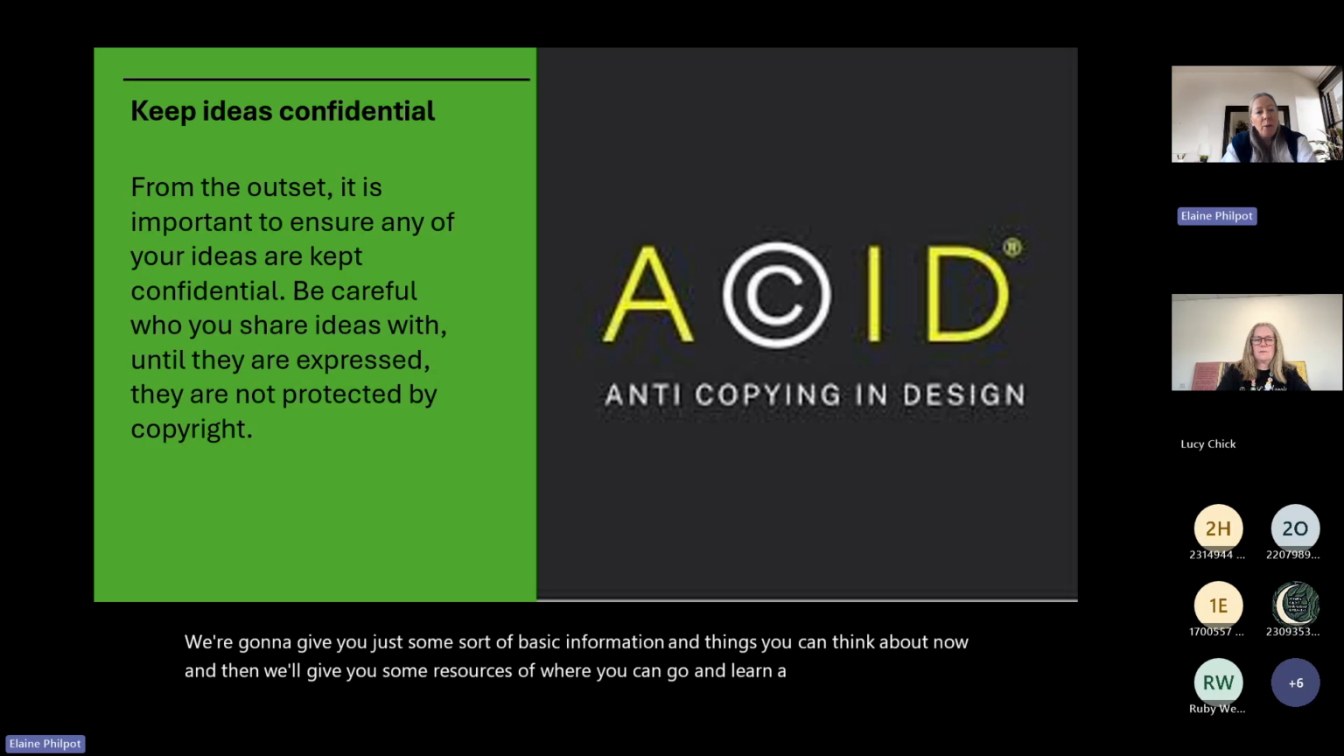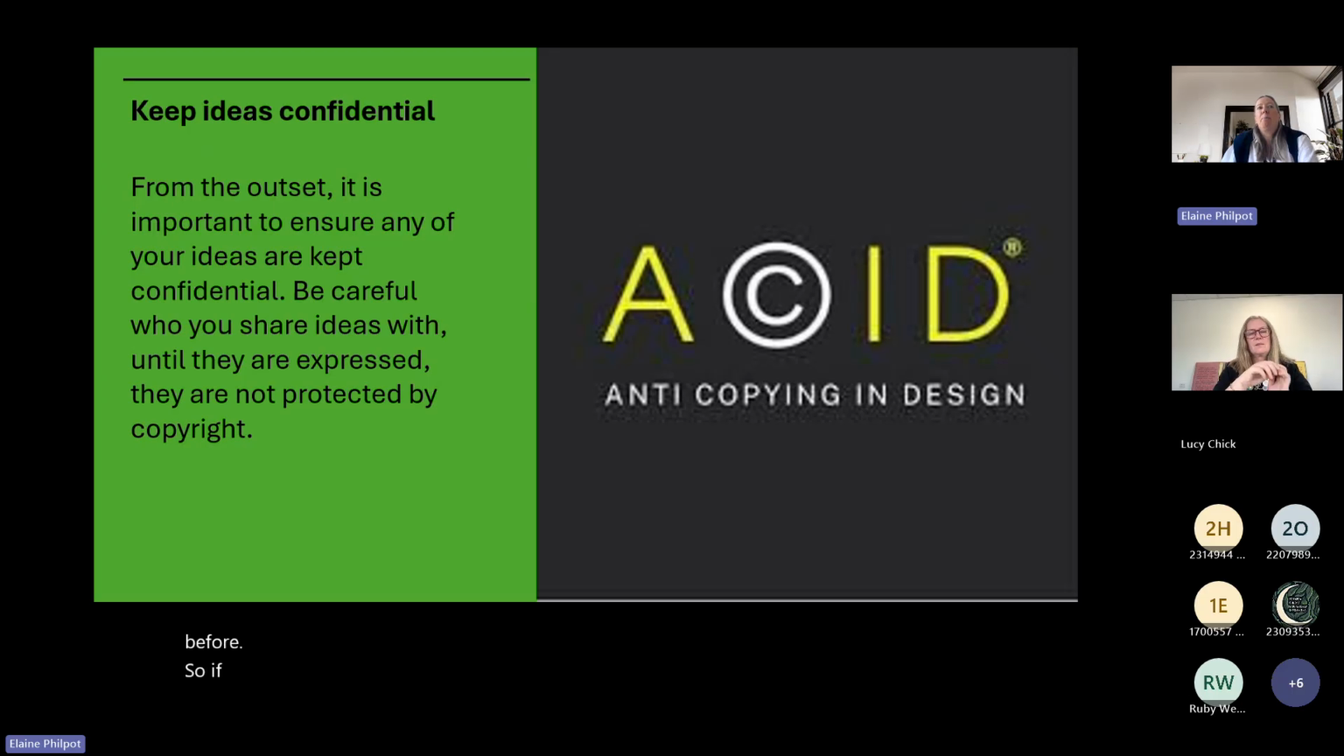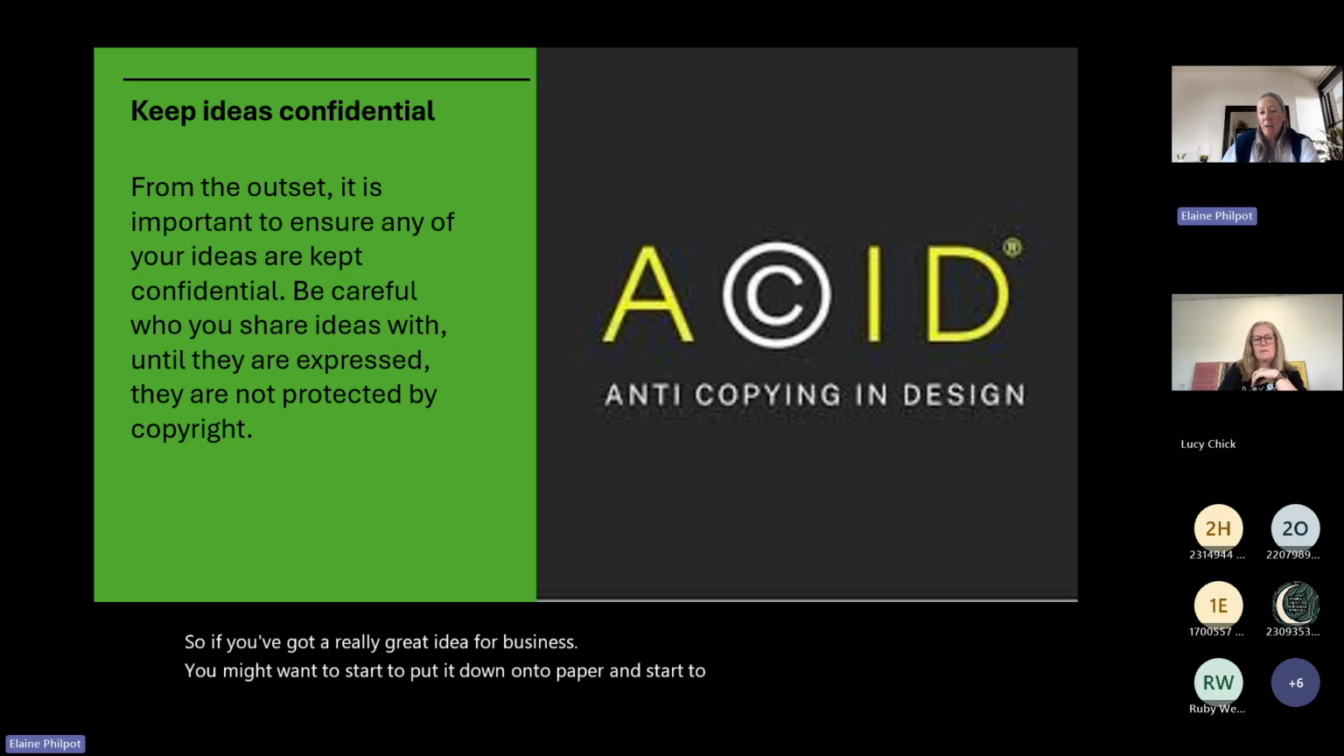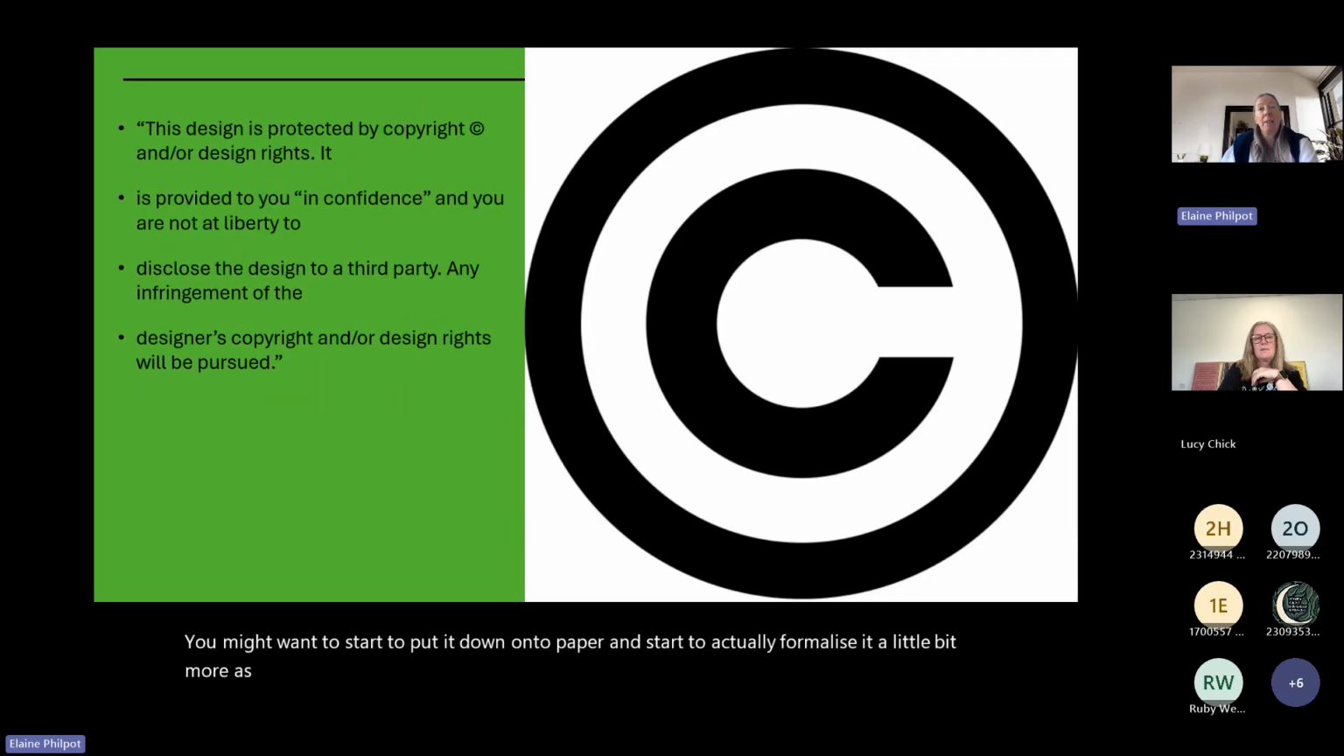So, from the outset, it's important to ensure any of your ideas are kept confidential. Be careful who you share ideas with until they're expressed. They're not protected by copyright, as we said before. So if you've got a really great idea for a business, you might want to start to put it down onto paper and start to actually formalize it a little bit more as a business, particularly if you think it's got something unique or original about it.